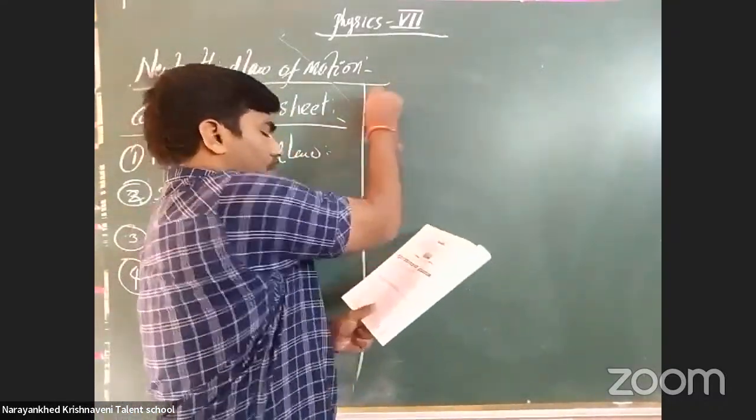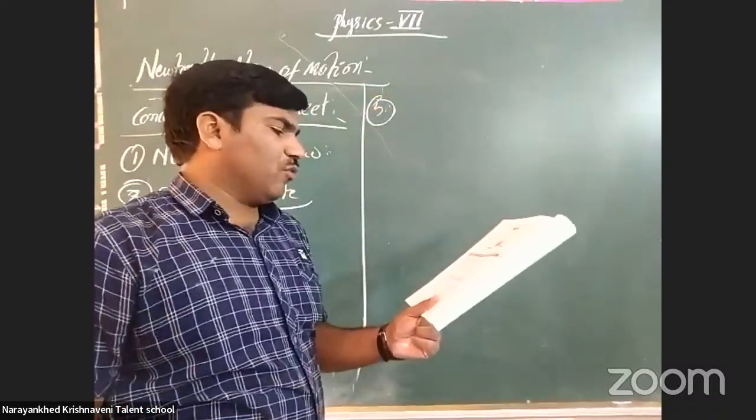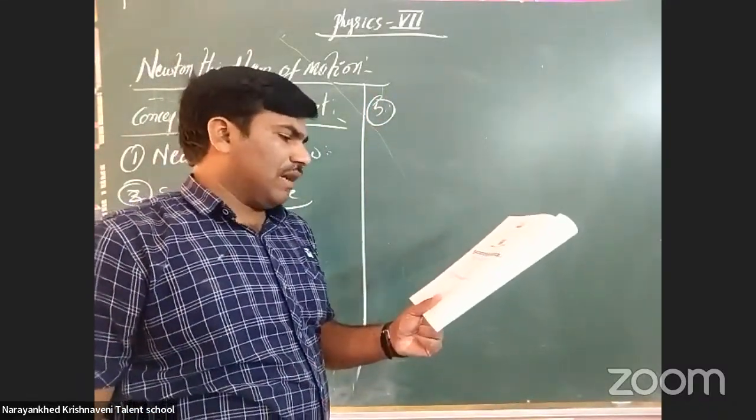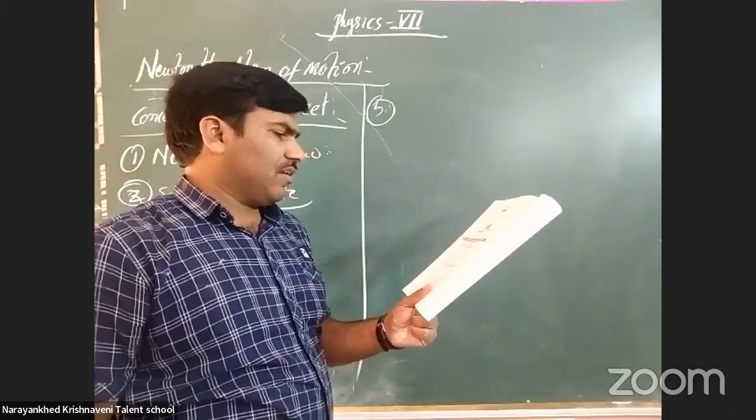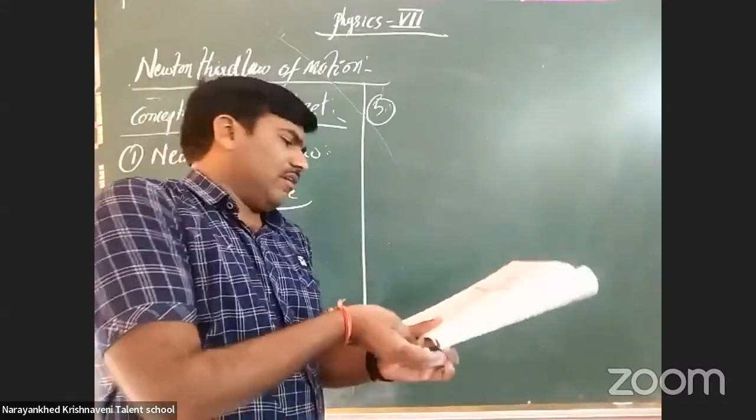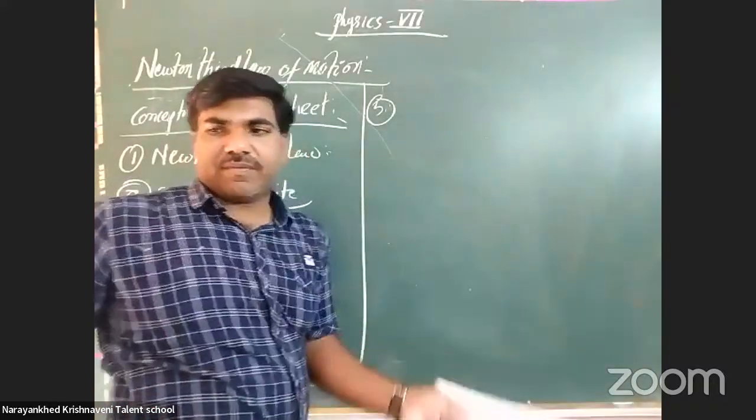Fifth one. Action and reaction forces are dash in magnitude but dash in direction. Already it is given, no? It is the same as the third question.